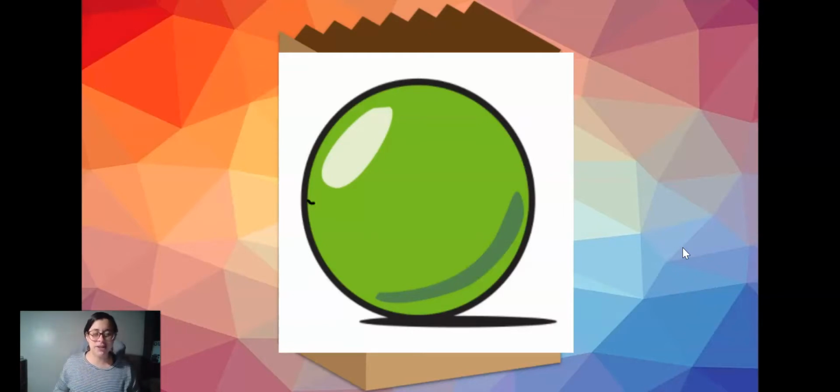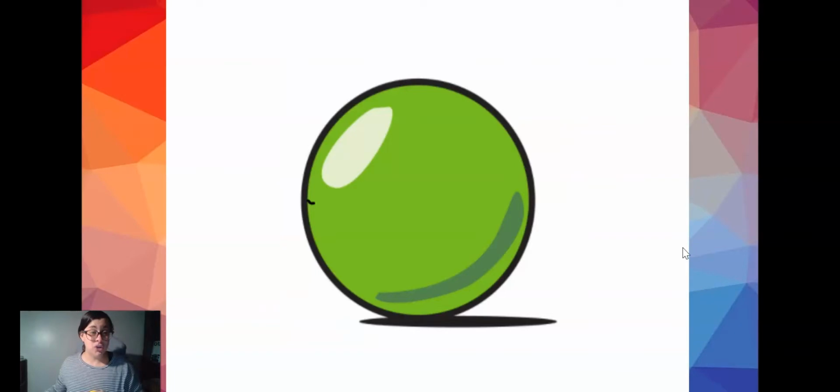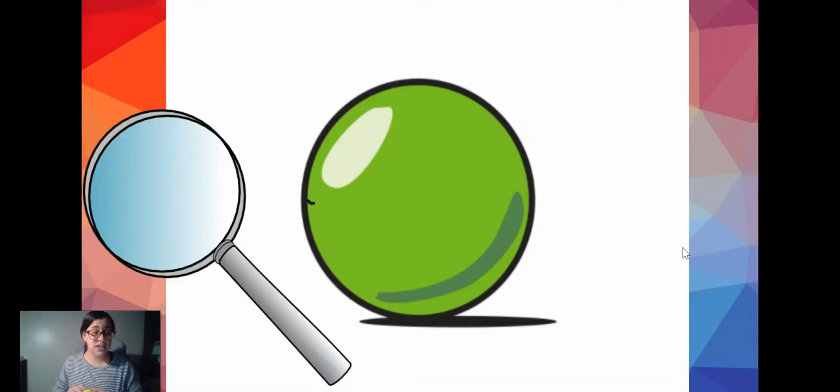This picture on my screen doesn't really show you what a sphere looks like because a sphere is a round ball. There are no faces, there are no edges, and no vertex. It is all curves. It is round. Now, you are going to find spheres in the room that you are in. This is a sphere, and you are going to look around the room and see if you see any spheres in your room.